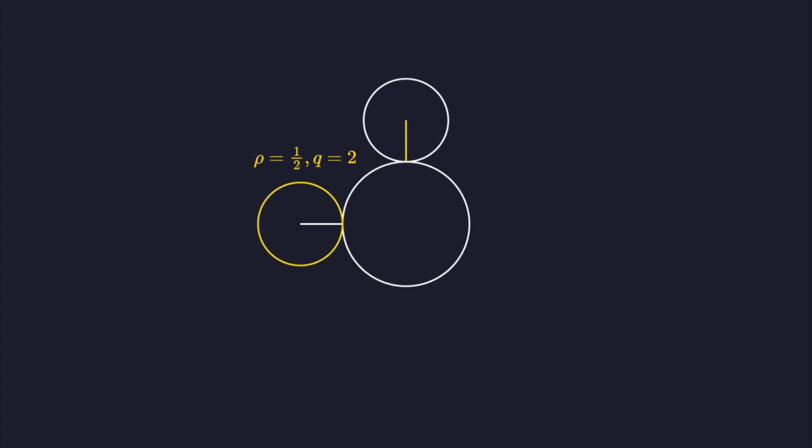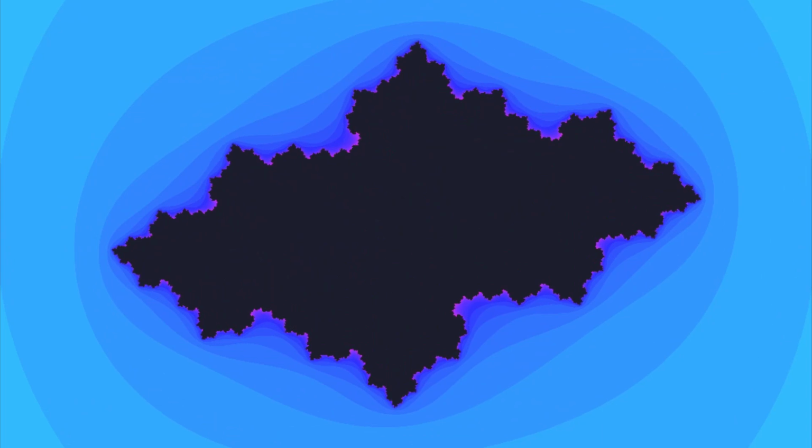The period of a bulb is determined by the denominator of the rotation number of the internal rays. This creates a highly ordered mathematical structure governed by rational fractions. The boundary of the set is where the most interesting dynamics occur.